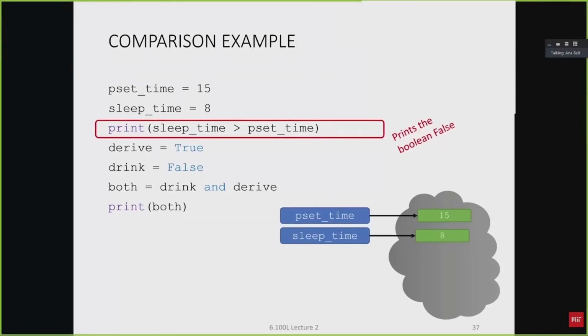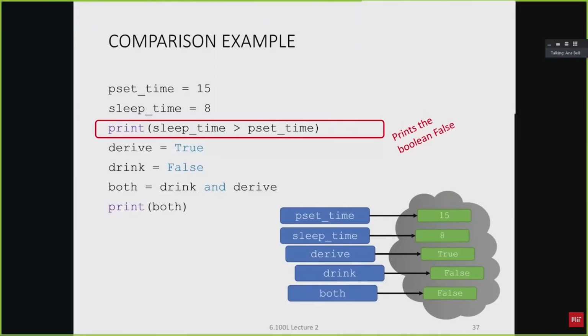And then I have two more variables. These ones just happen to be Booleans. Derive is true, drink is false. So drink and derive is going to be false because one of them is false. Okay. And so here I've got this other variable both, and then I'm going to print false to the console.